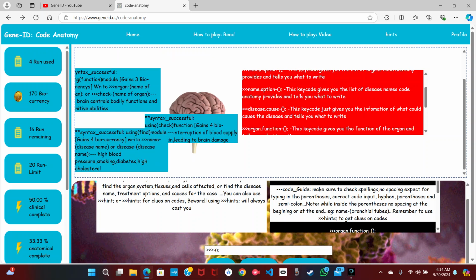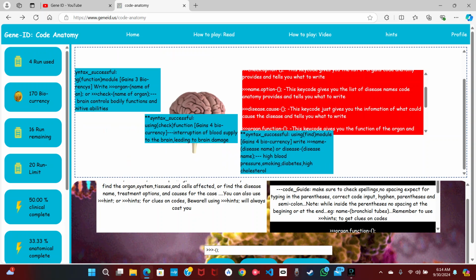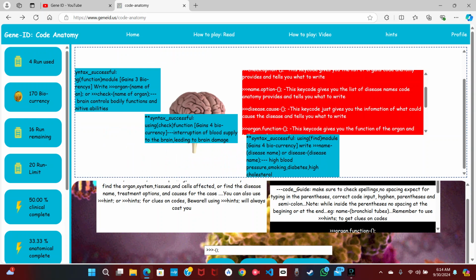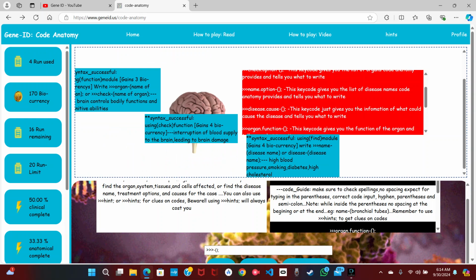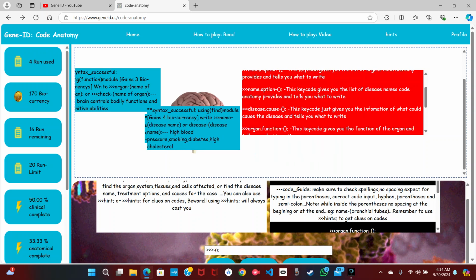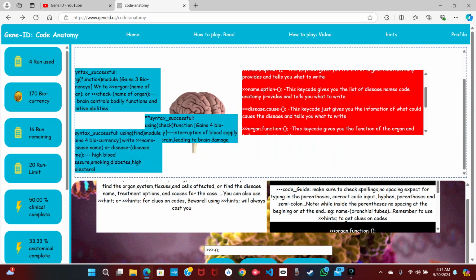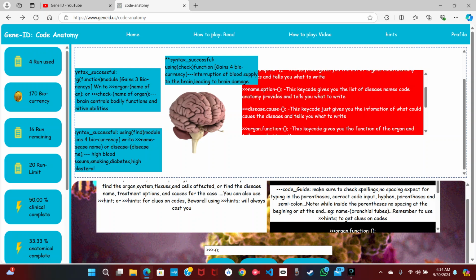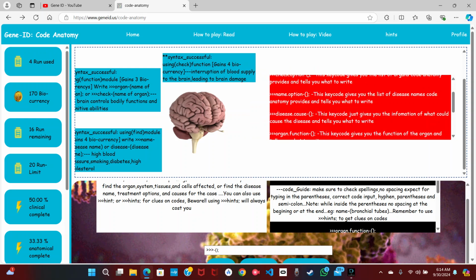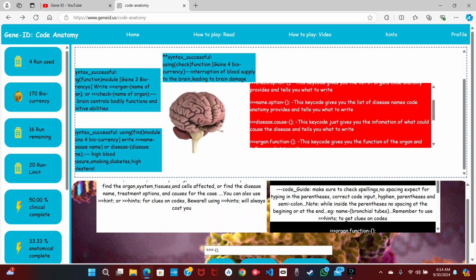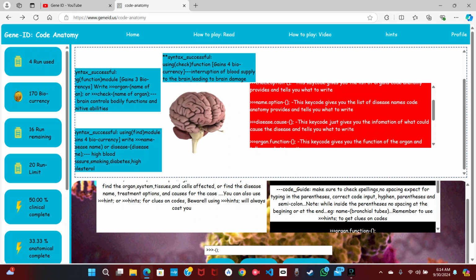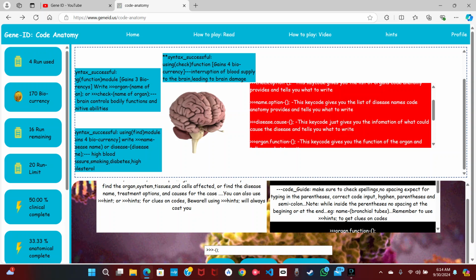And as you can see here, there's something that appeared. The causes of this disease are high blood pressure, smoking, diabetes, high cholesterol. So this is what causes symptoms like this. Interesting. Okay, so in that case, what could now be the name of this disease?